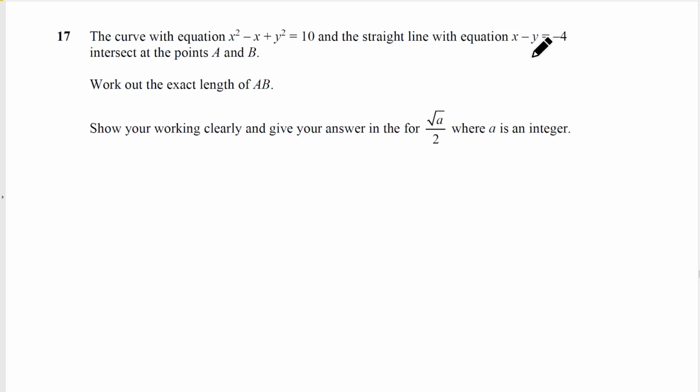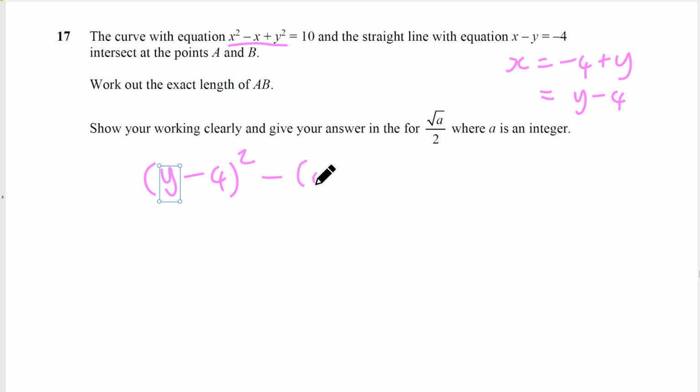I think I like dealing with positive y, so I'm going to let x equals minus 4 plus y, which is the same as y minus 4. So we can substitute that into here. So we have this, y minus 4 squared, minus, use a bracket, y minus 4, plus y squared equals 10.